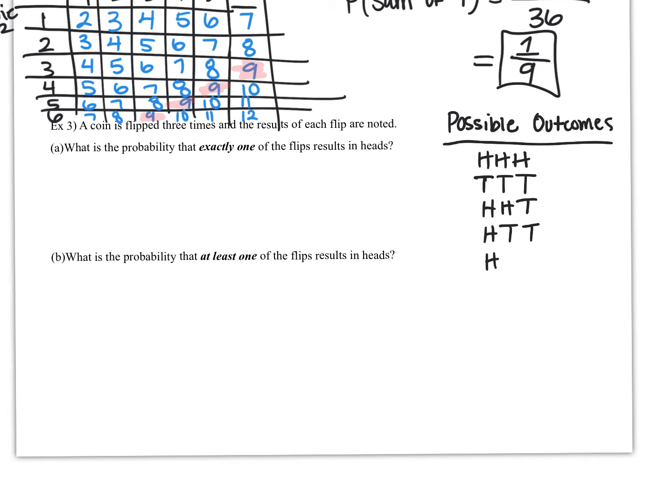We could get heads, tails, heads. There's tails, heads, heads. Tails, tails, heads. Tails, heads, tails. Should be 9. 1, 2, 3, 4, 5, 6. Sorry, 8. 8 outcomes. So that's all of the different outcomes you could get in flipping 3 coins.